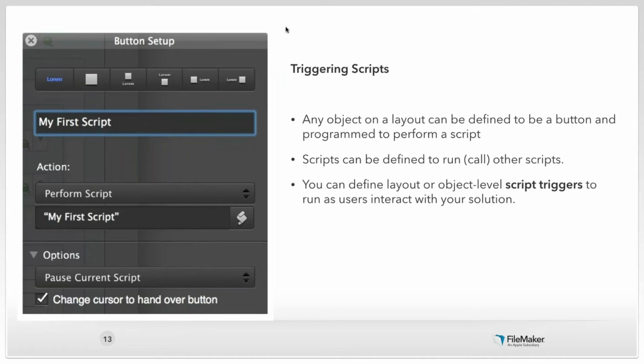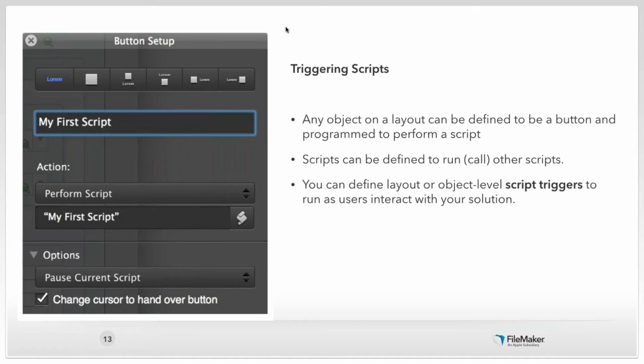So what do we mean by triggering scripts? Well, once you've written a script, you need to trigger it in some way. That could be through a button, asking the user to click on a button to do something. Scripts can call other scripts, so you can have subscripts and pass information between those scripts as you go.